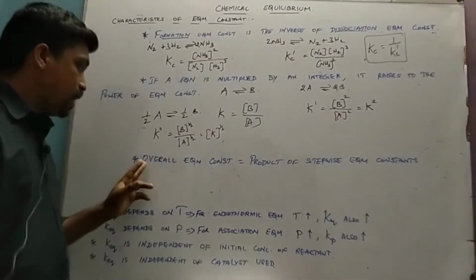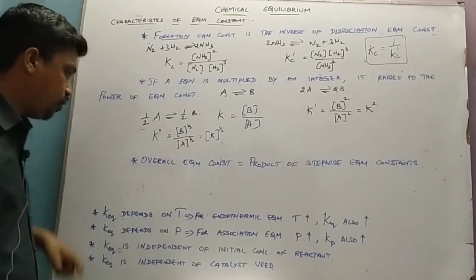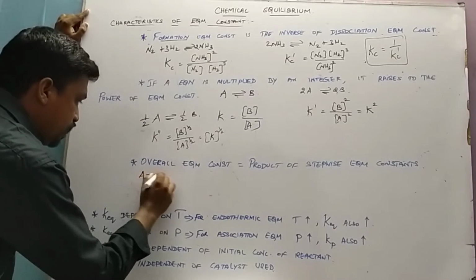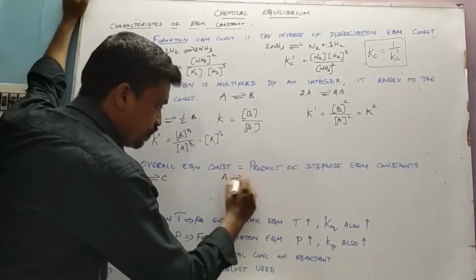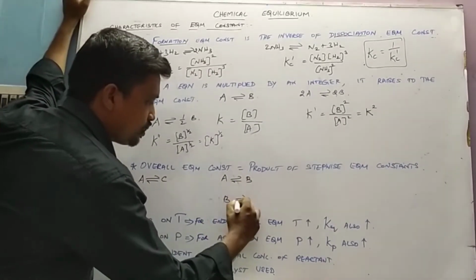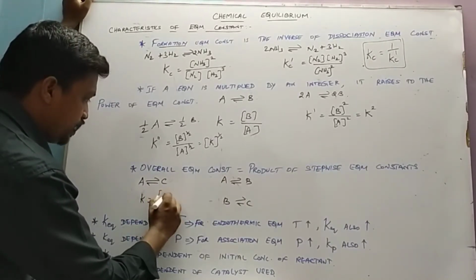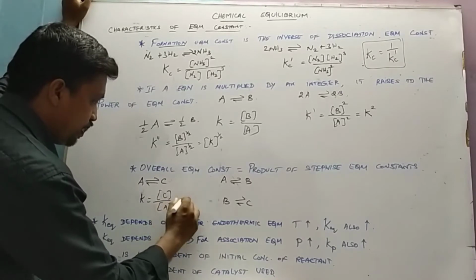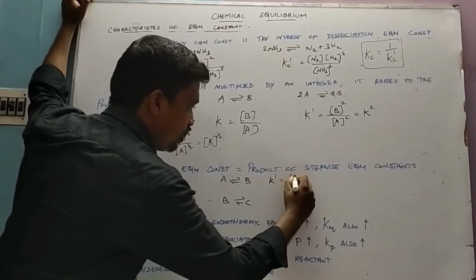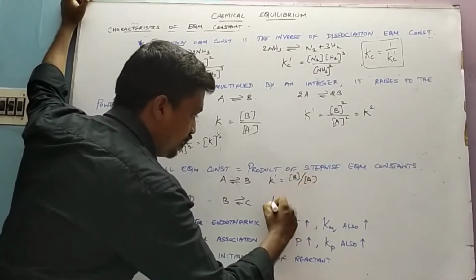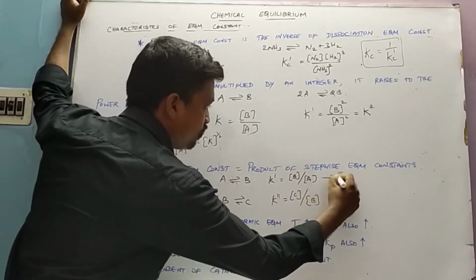Then, the overall equilibrium constant is equal to the product of the stepwise equilibrium constants. Let A in equilibrium with C. This is the overall reaction. This reaction takes place in two steps: A gets converted to B and B gets converted to C. A to C is the overall reaction. Let the equilibrium constant K be the concentration of C by the concentration of A, equation 1. Let K dash be the concentration of B by the concentration of A, and K double dash the concentration of C by the concentration of B, equations 2 and 3.